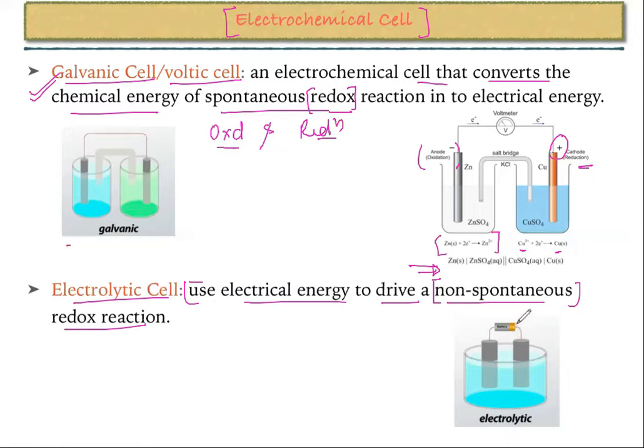Now if we remove this external source or battery, the reaction won't happen. So to carry out the reaction, we need an external source. This source is nothing but your battery. This battery is driving the chemical reaction, and this chemical reaction is a non-spontaneous reaction. So using this battery, it will become a spontaneous reaction.